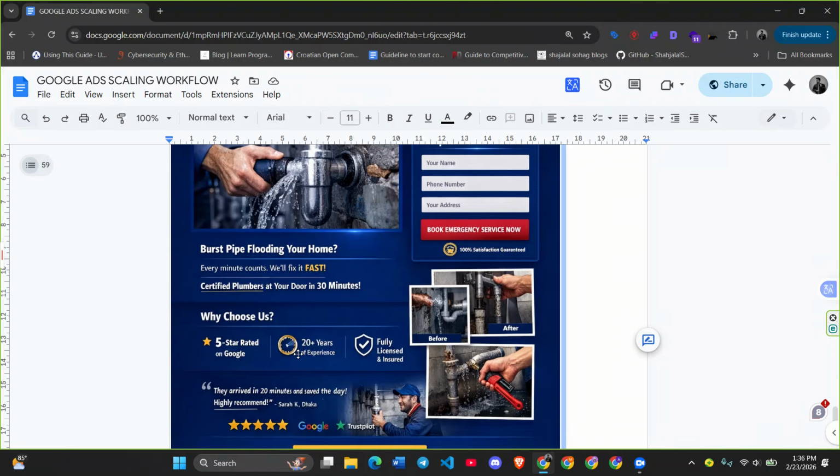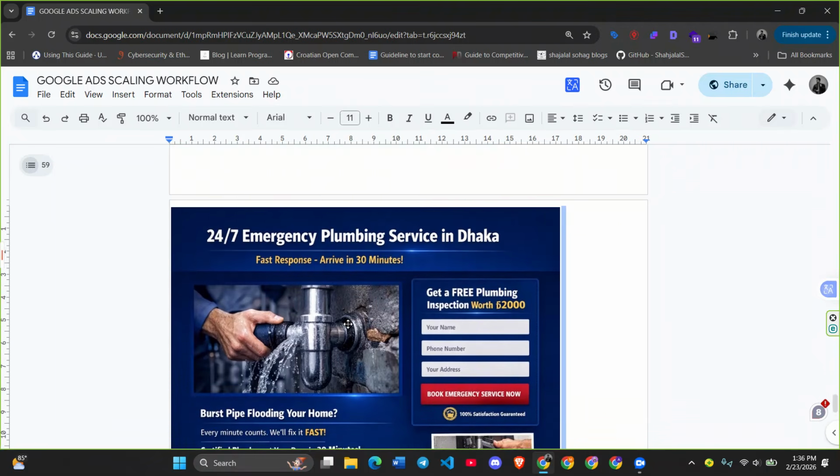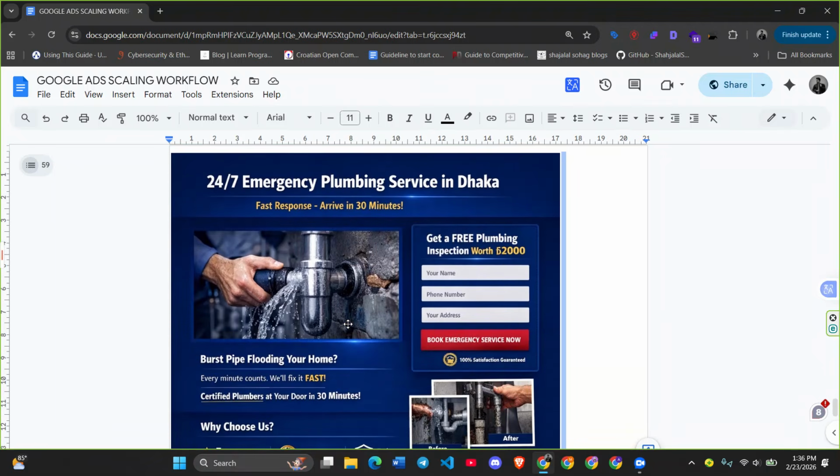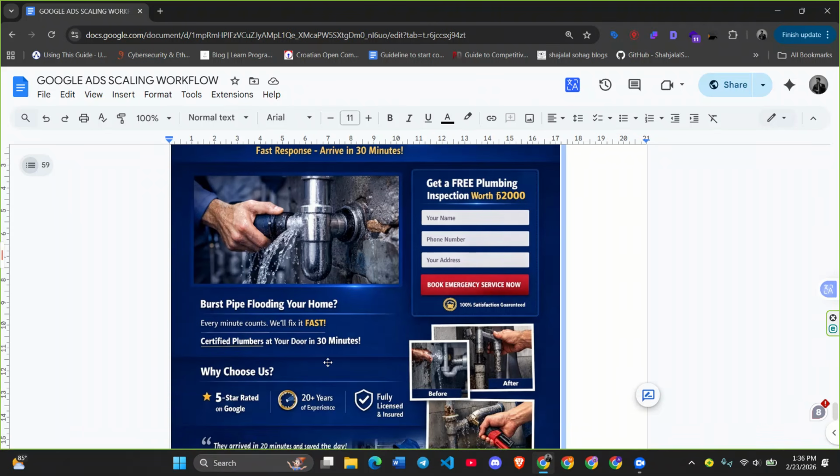So always put at least one trust element above the fold. It must. Always put at least one trust element above the fold. Okay. Then the structure of a dedicated landing page.